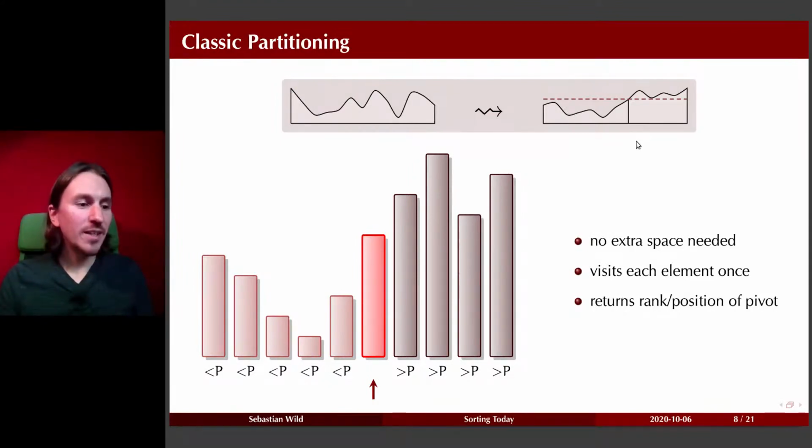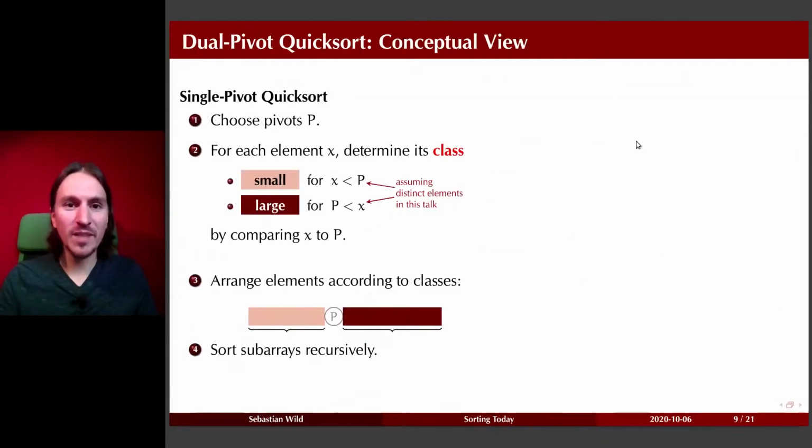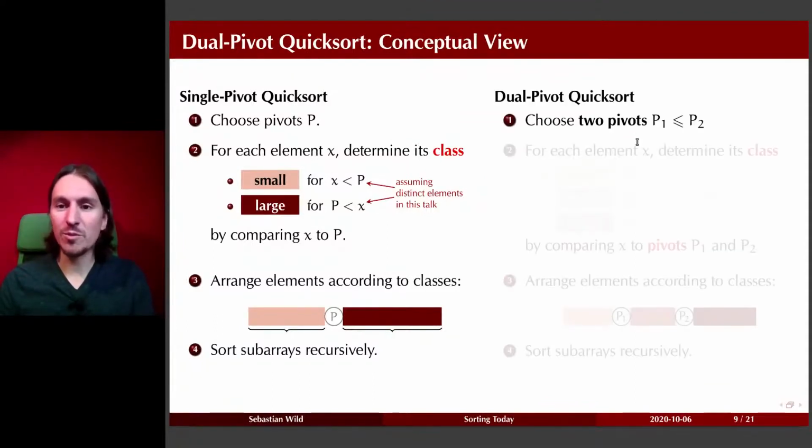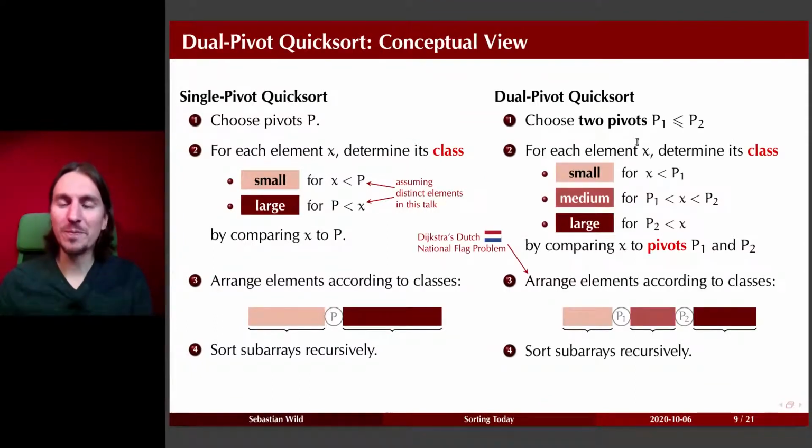Okay, I hope this was helpful and people feel more confident about this way. This is probably the method that you have seen or will see in an algorithms class. Now, what changes if we go to dual pivot quicksort? On that conceptual view, not that much.